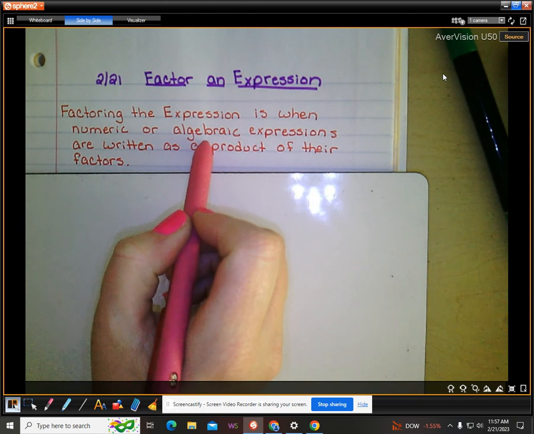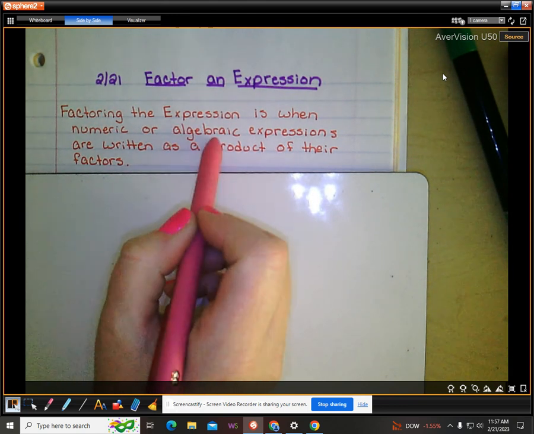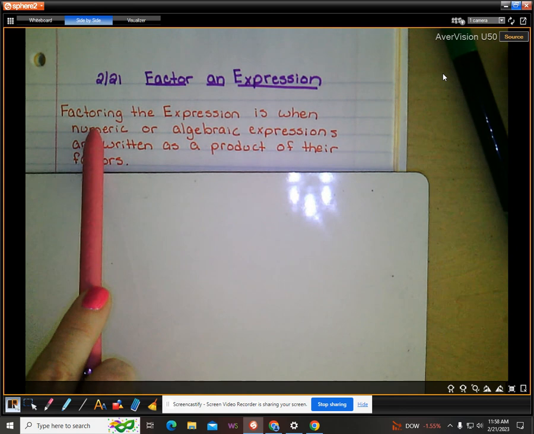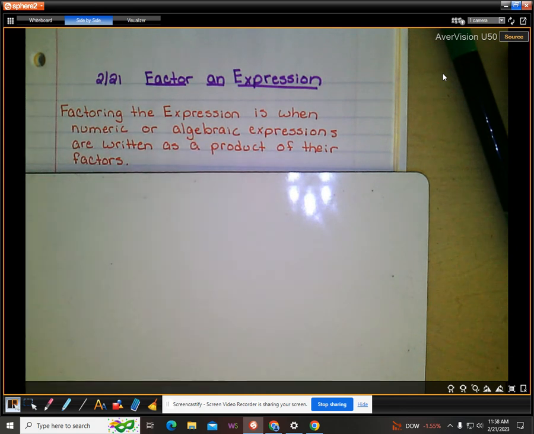Algebraic. If something's written algebraically, what does it usually include? That's not numbers, that's numeric. Algebraic would include what? Mateo? It'll have letters in it. Okay, so that's numeric and algebraic.